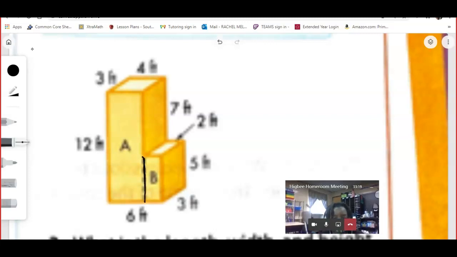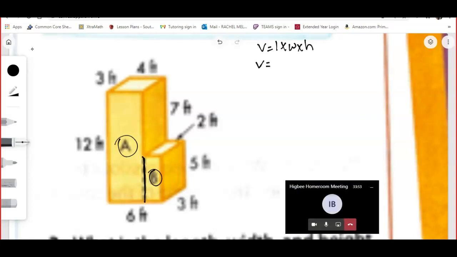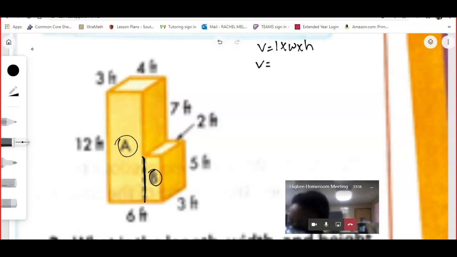So I have an A and I have a B. Let's find the volume for A. Of course I'm using volume equals length times width times height. I'm trying to find my volume. What do you think the length is going to be for that? 2? Wait. 4. I meant 4 because I was looking at B. So we're only looking at A. This is A. We're not looking at B yet.